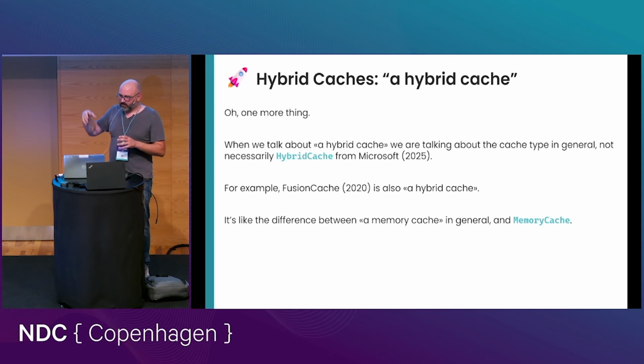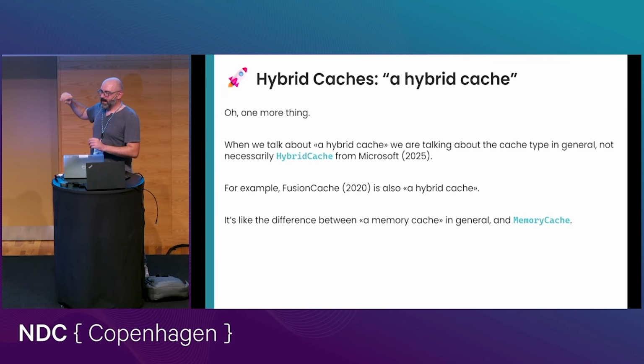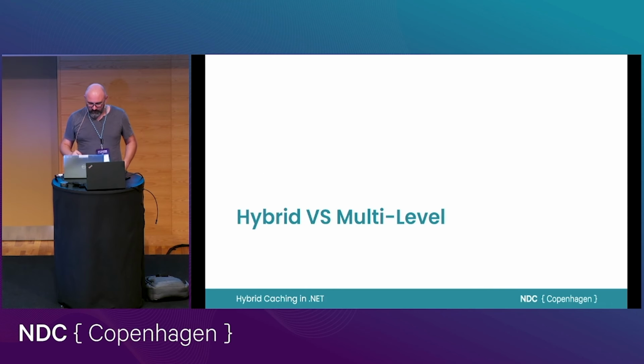I'm saying this because, for example, FusionCache, which is my project, came out in 2020 and is a hybrid cache. It doesn't have anything to do with hybrid cache from Microsoft, which came out in 2025. Okay, so one final note here, because I think it may clear some confusion: hybrid versus multi-level.